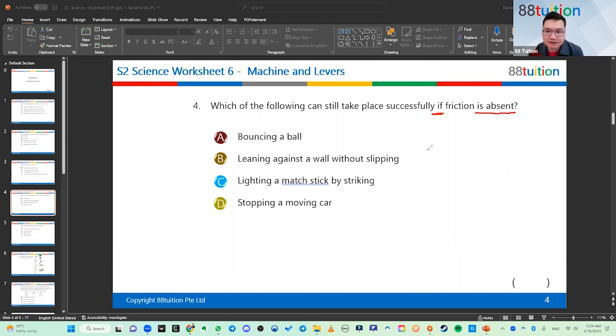So bouncing a ball can take place even if friction is absent. Things that need friction is B. Leaning against a wall, you need friction. Without slipping, the friction will prevent the slipping from happening. So this one is true. Lighting a matchstick by striking, this one also needs friction. Then it can create a spark.